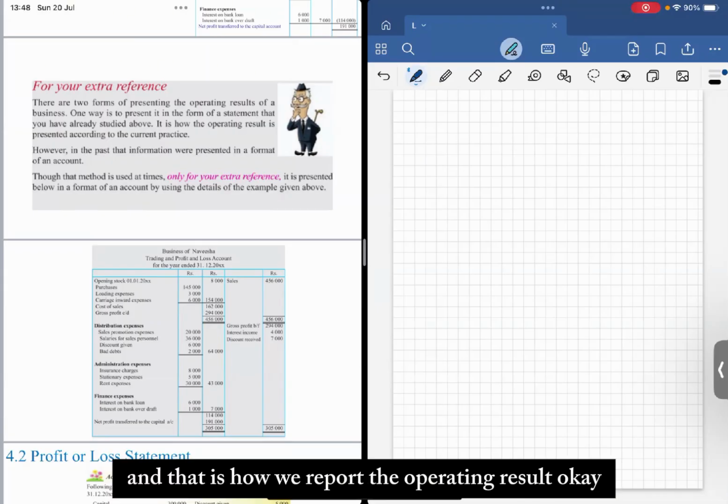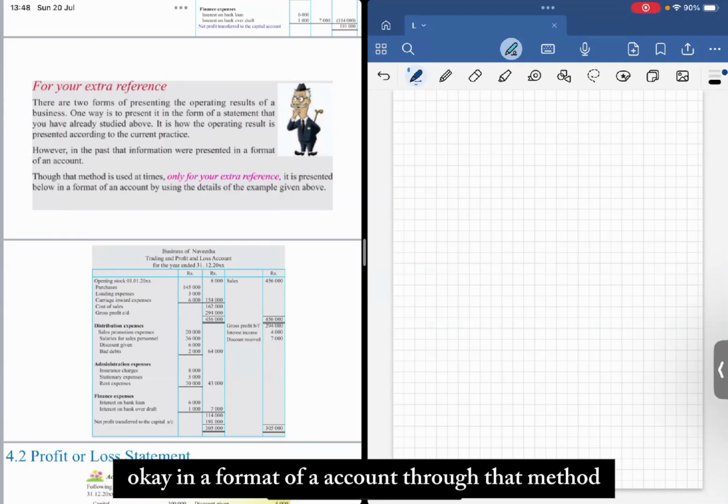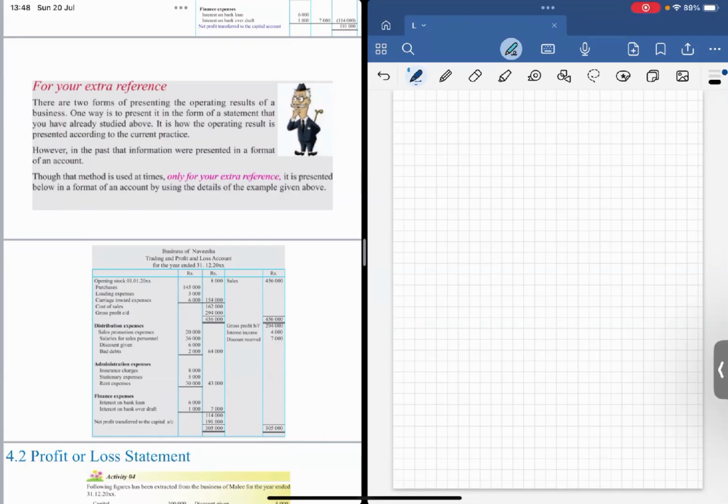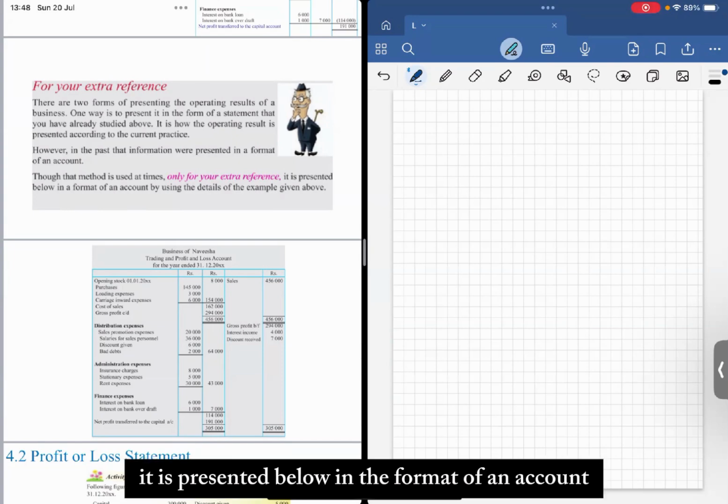operating result. Okay. However, in the past, that information was presented in the format of an account. Though that method is used at times, only for your extra reference, it is presented below in the format of an account by using the details of the examples given below.